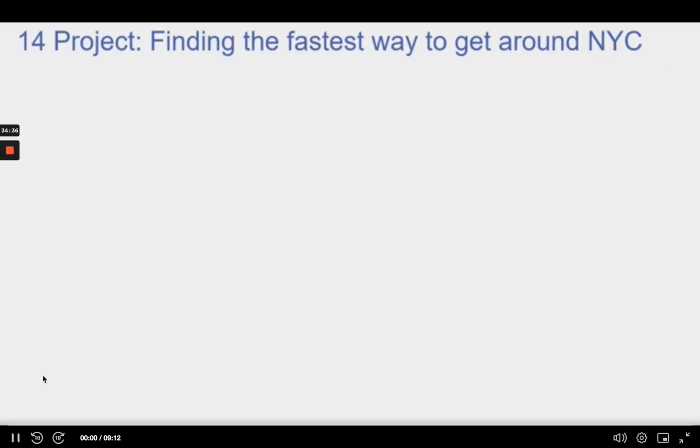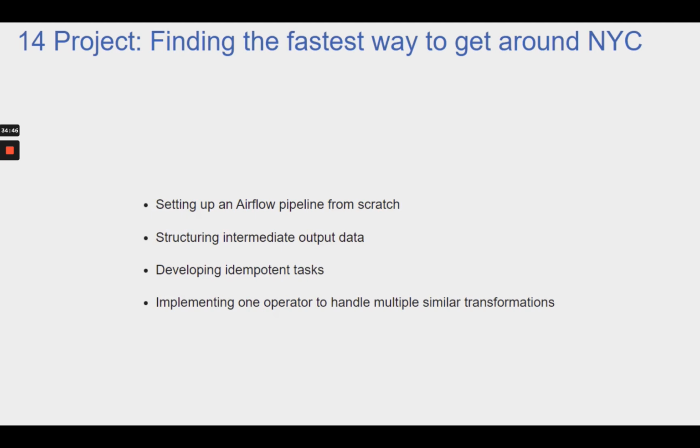Chapter 14. Project: Finding the fastest way to get around NYC. This chapter covers setting up an Airflow pipeline from scratch, structuring intermediate output data, developing idempotent tasks, implementing one operator to handle multiple similar transformations.